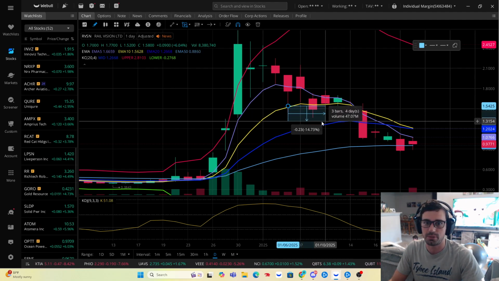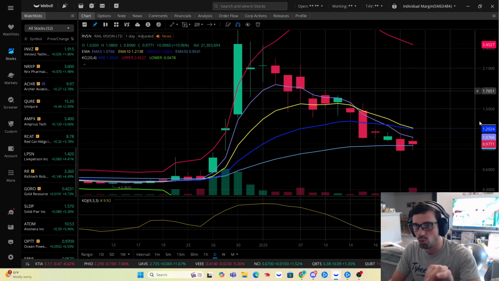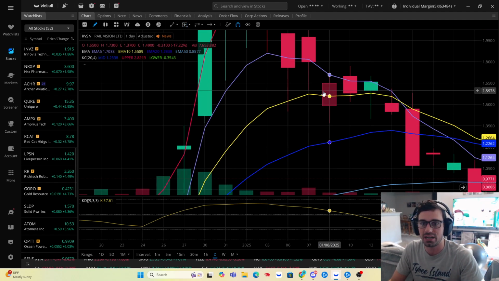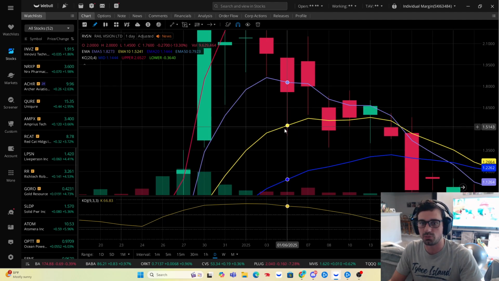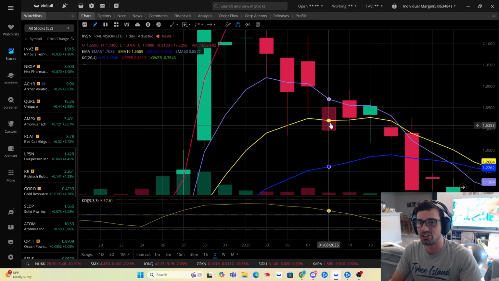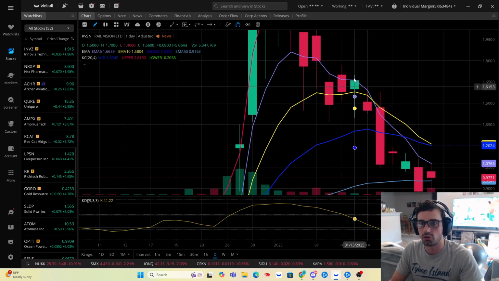You're willing to risk about 15%, and you only take the stop if you see a body of a candle close under this 10. And as you can see, we didn't have that. We had a wick here.